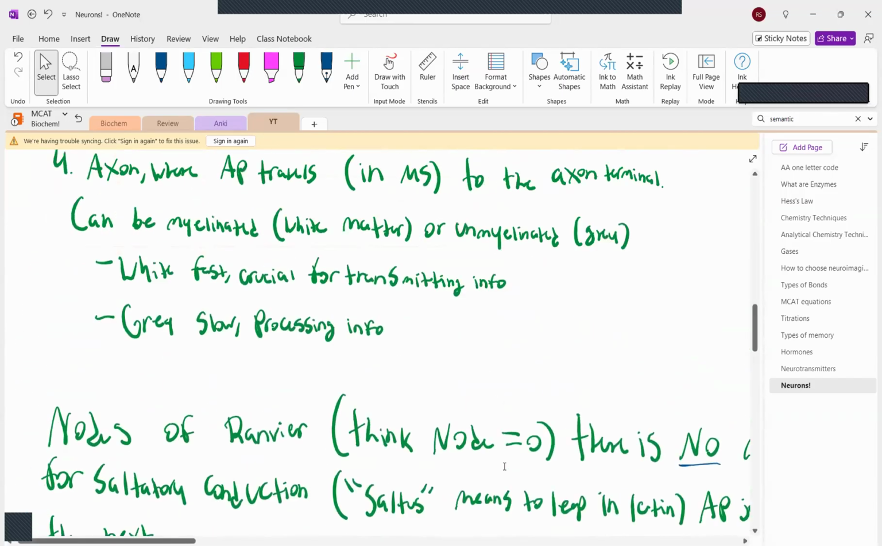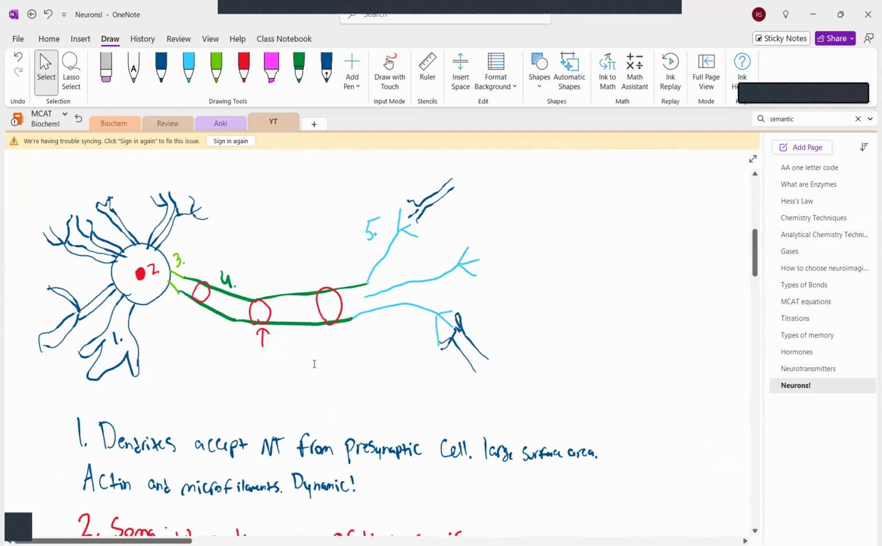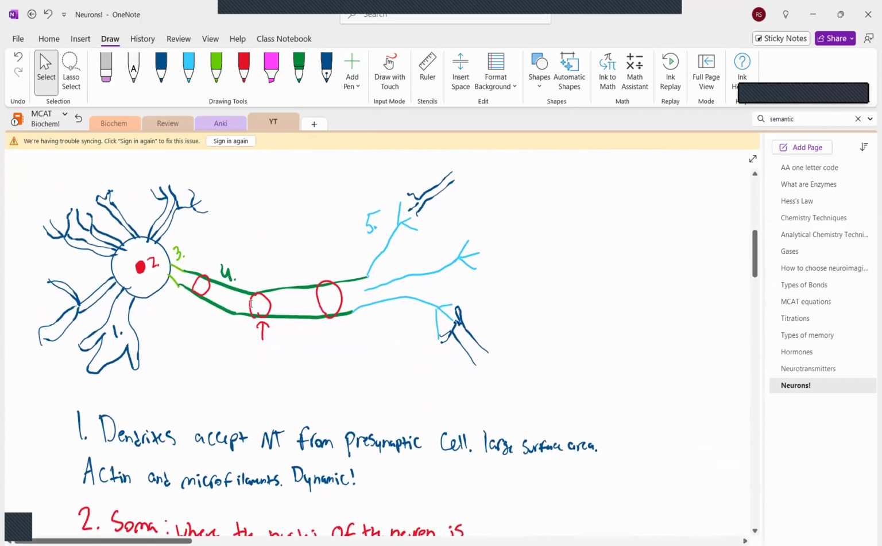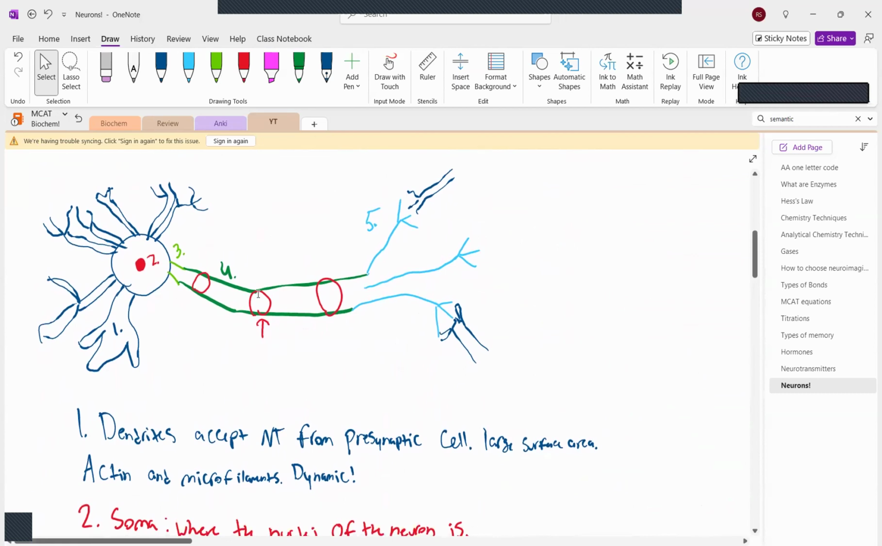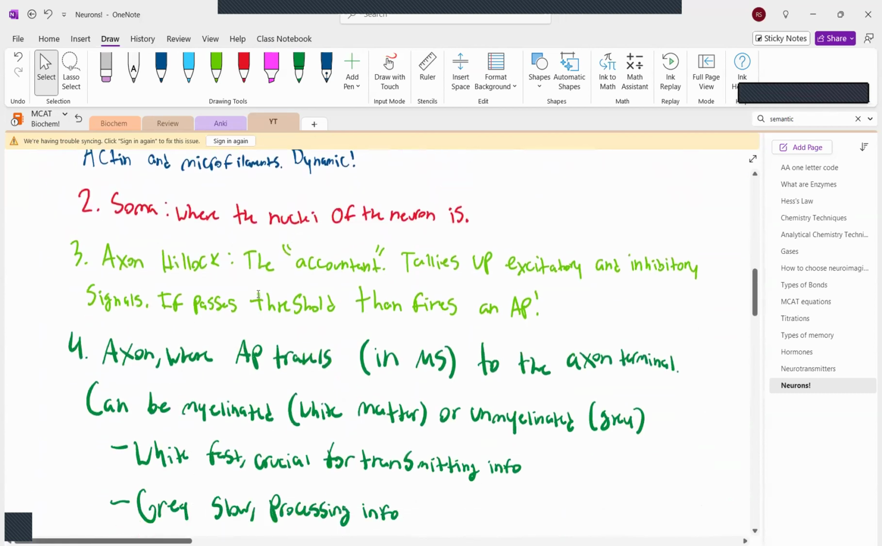And then I also want to talk about the nodes of Ranvier, which is what I crudely drew here. That's not what they look like at all. They're gaps between the myelin, but I don't really know how to draw, hence my really poor image, as you can clearly see.